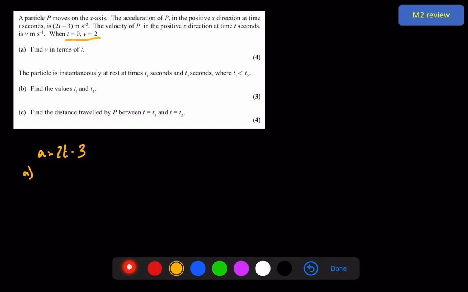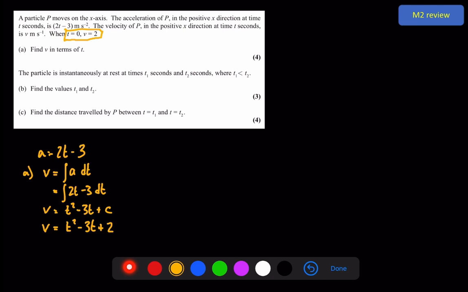So the review here is focused around the idea that we can find the velocity by integrating the acceleration with respect to time if the acceleration is a function of time. So we're integrating 2t minus 3, and that will give us t squared minus 3t plus c, and then our boundary conditions here, t equals 0, v equals 2, gives us c equals 2. So we've got t squared minus 3t plus 2.